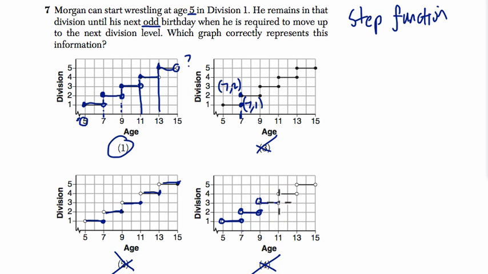Like on your 11th birthday, you can't be anywhere. Before and after your birthday, you'll be in different divisions. It's kind of confusing, right? And on your 13th birthday, you have to stop wrestling, and after your 13th birthday, you're in Division 5. It's kind of a nonsensical situation, but that's what the graph represents.